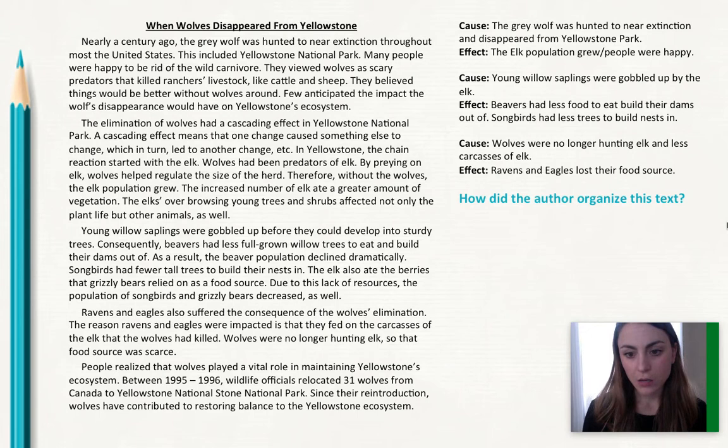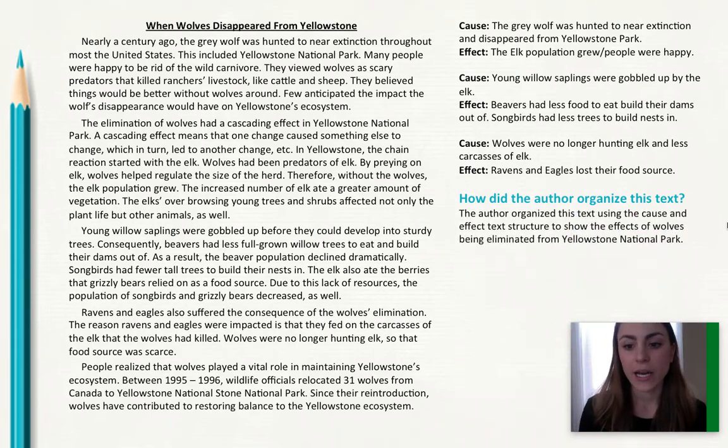So if you were asked how did the author organize this text, a restate and answer could look something like this. The author organized this text using cause and effect text structure, and we can't stop there because we have to mention what the cause is, to show the effects of wolves being eliminated from Yellowstone National Park. So that's how you would start off your restate and answer if you were asked a text structure question about this text in particular. The reason that we went over this is that cause and effect is usually much more difficult to determine when discussing text structure.